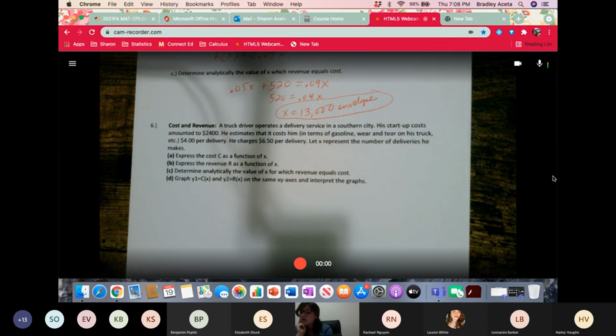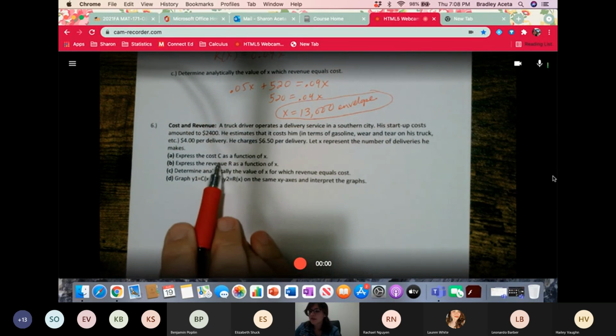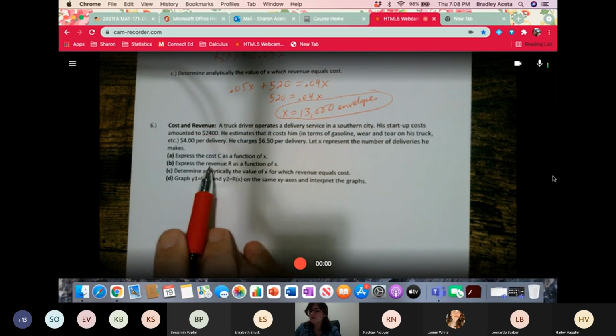And this one is a cost problem. A truck driver operates a delivery service in a southern city, and his startup costs amount to $2,400. He estimates that it costs him, in terms of gasoline and wear and tear on his truck, $4 a delivery. He charges $6.50 per delivery. Let x represent the number of deliveries. So again, we're doing the same thing. Express C as a cost function.